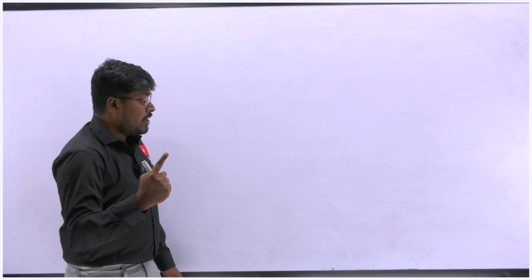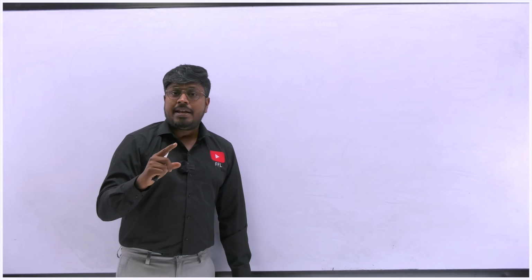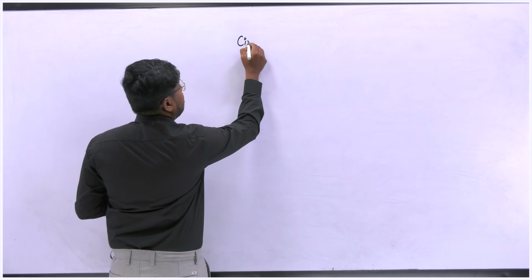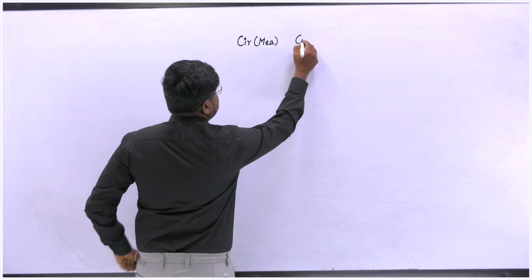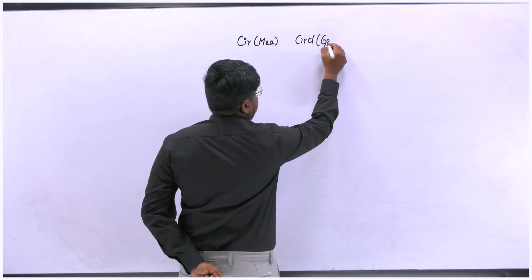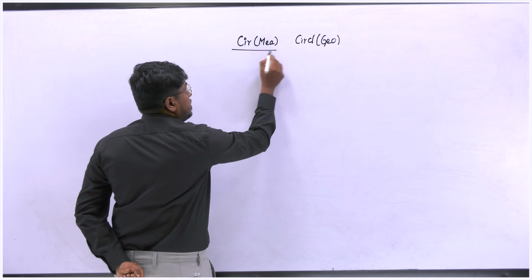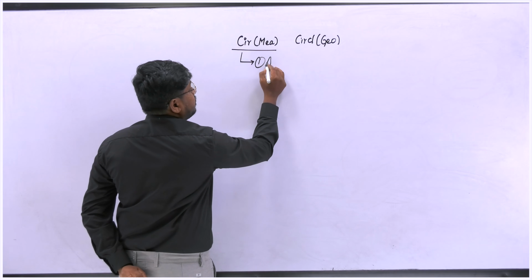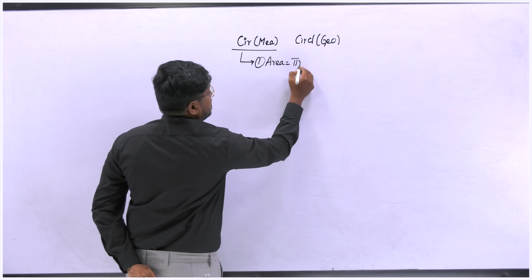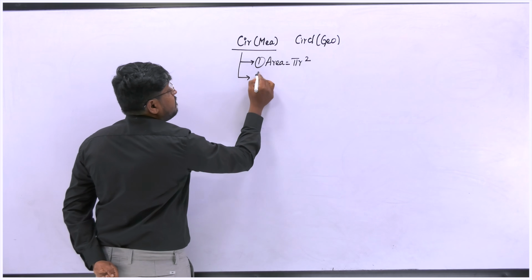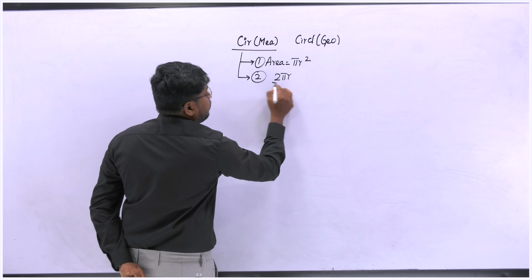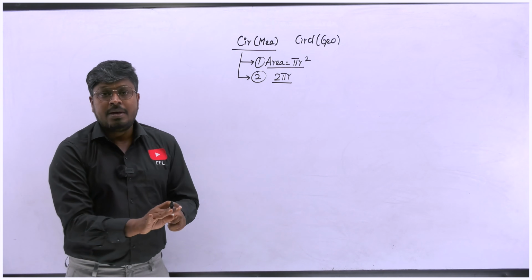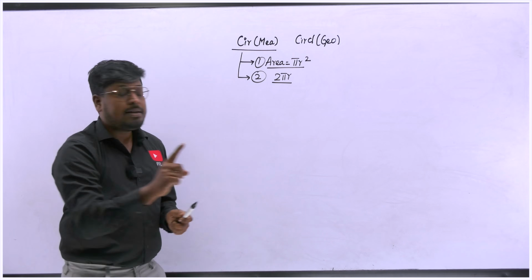Now, circles appear in two areas of quantitative aptitude: one is circles in measurement, and second is circles in geometry. When you take measurement, you have to learn two important formulas for the circle. One is the area of the circle, which is pi r square. The second is the circumference of the circle, which is 2 pi r. In this video, we will be solving questions based on measurement, not on geometry.